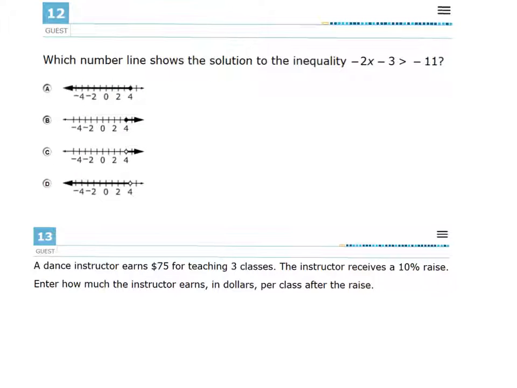For question number 12, which number line shows the solution to the inequality negative 2x minus 3 is greater than negative 11? Just remember that the greater than symbol is going to be an open circle.